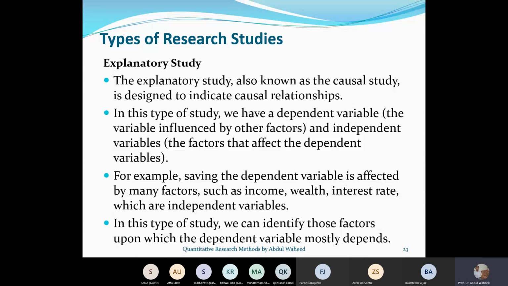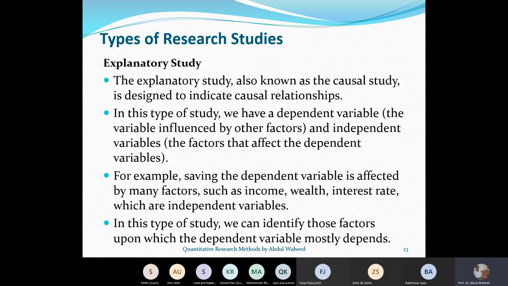Then we have explanatory study. Explanatory study is also known as causal study. So here we indicate the causal relationship. Most of the research studies in economics, they are explanatory study. No? So we try to explain.